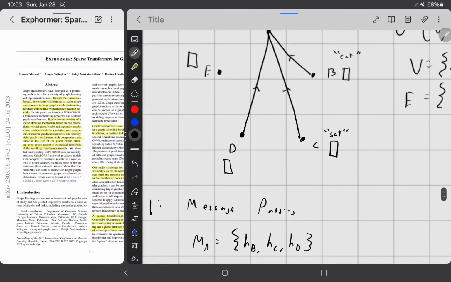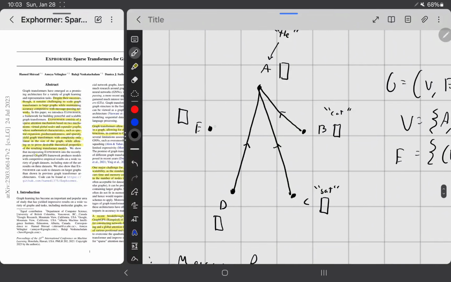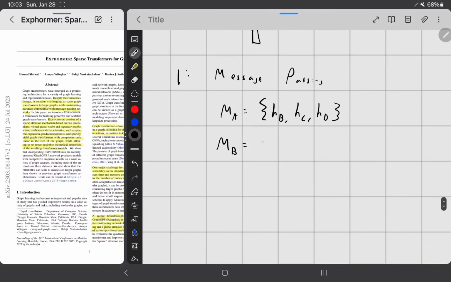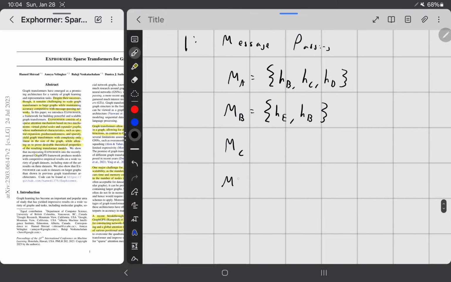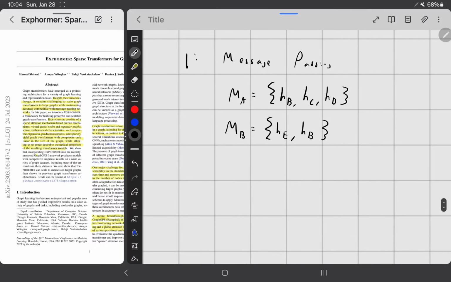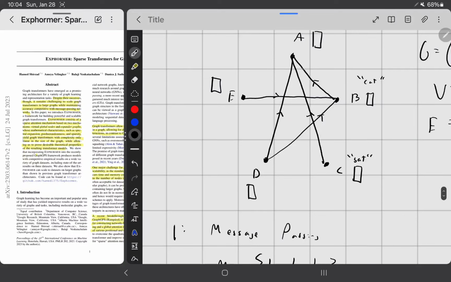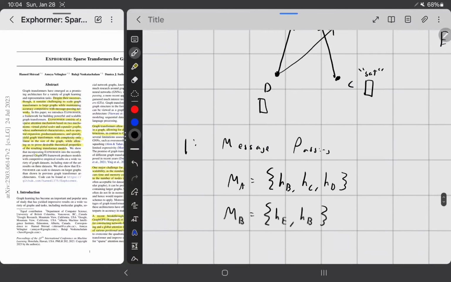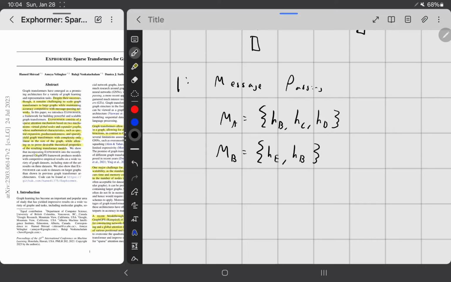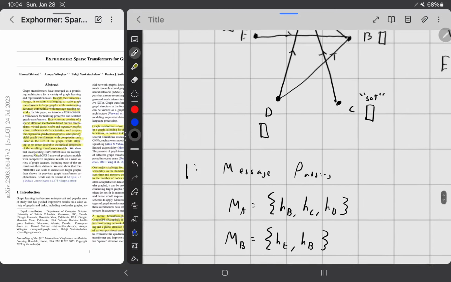Now our messages for B, let's say I'm going to define messages for B as well. Let's say E sends a message to B, and let's say D sends a message to B. So this would be h sub e and h sub d. You do this for the rest of them, so m sub c, m sub d, and m sub e, and so on. Each of these would have their own messages that they receive from other nodes. In this case, I only defined it for A and B, but you would also have it for C, D, and E.